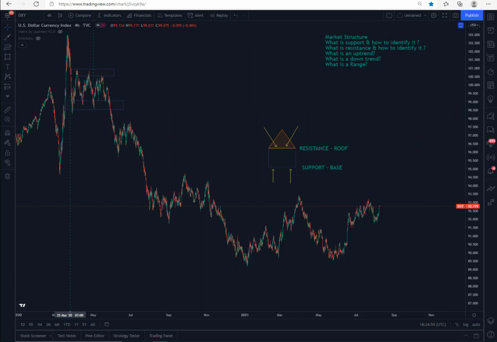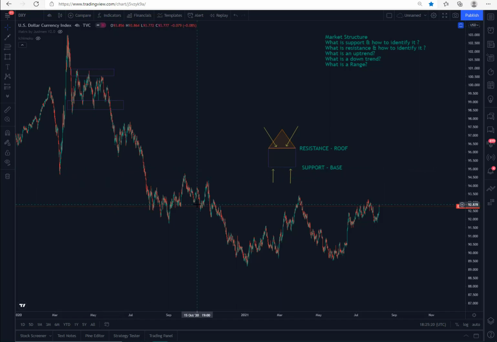So in this scenario, this here is your resistance, because whenever price comes to this place, it's being rejected. And this area here is your support, because every time price came back down here, it got rejected until they finally pick one area that they're going to move through.